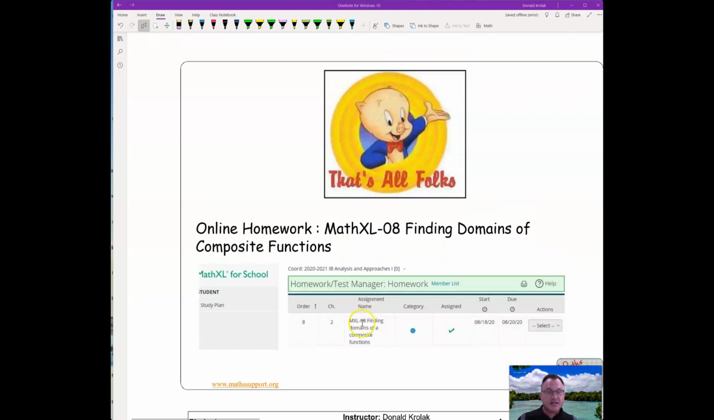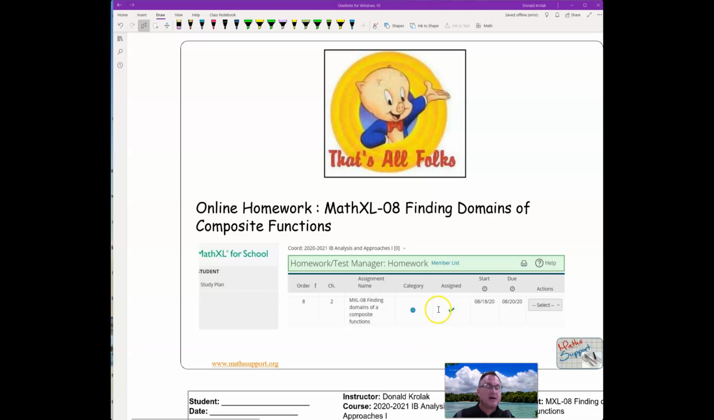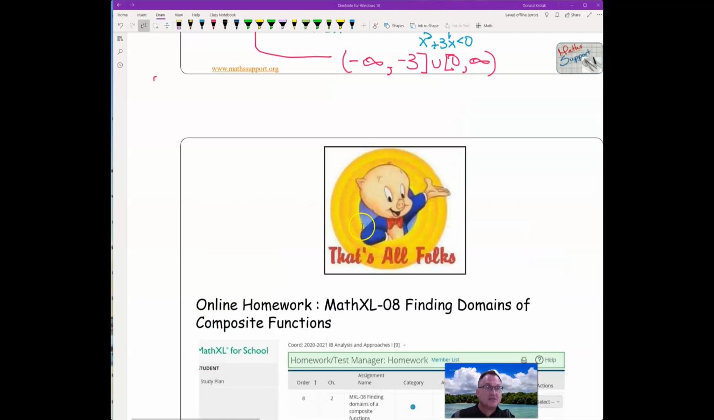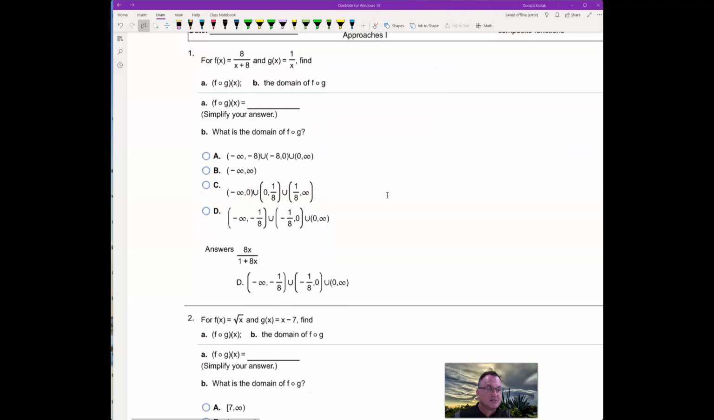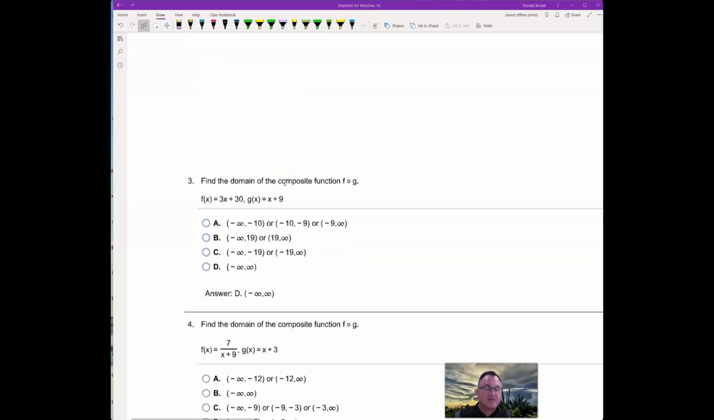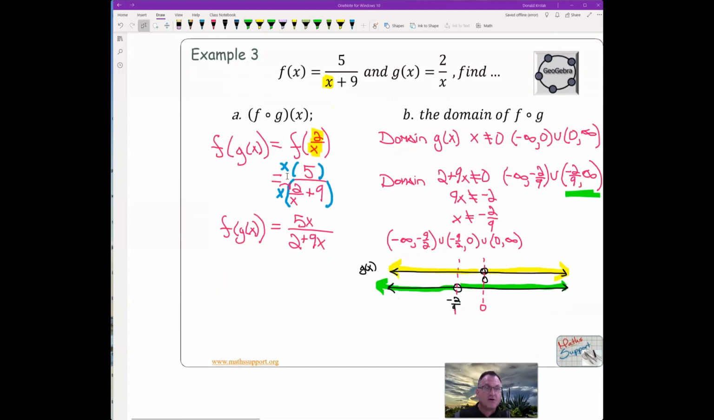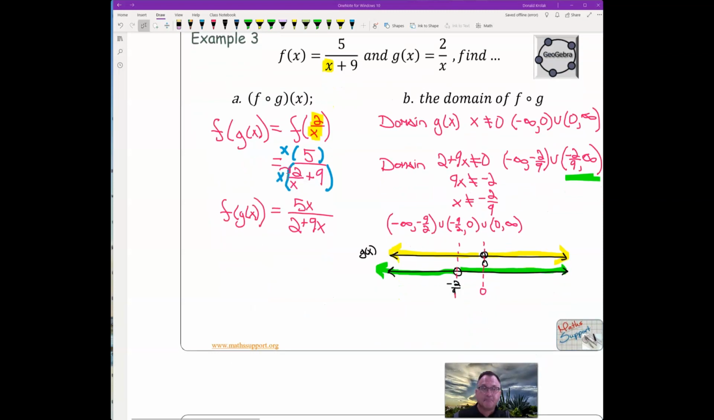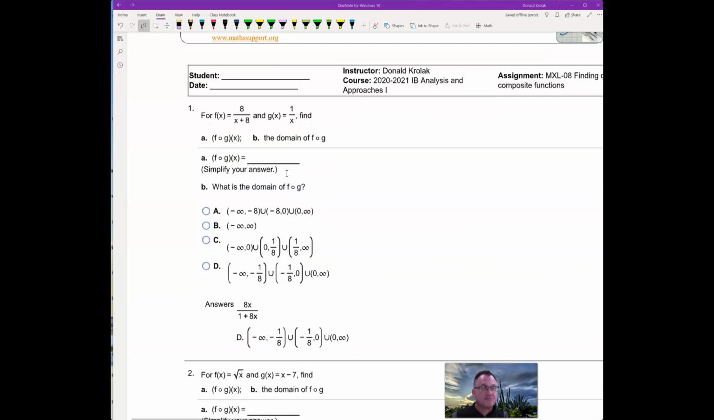All right, guys, that takes care of Tuesday the 18th, and finding domains of composites. So your assignment is MathXL, finding domain of composites. The ones you have to be careful of are like the example I did here where you've got the overlap. You're going to run into something like that on number 1.